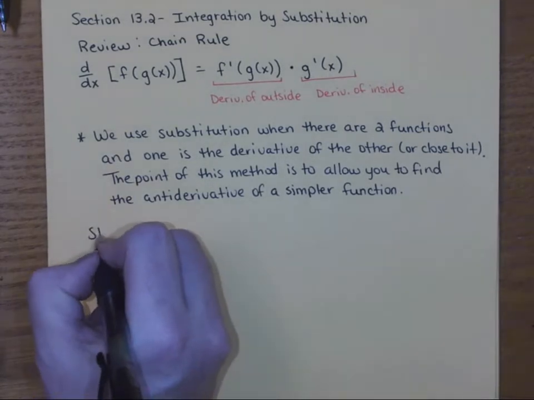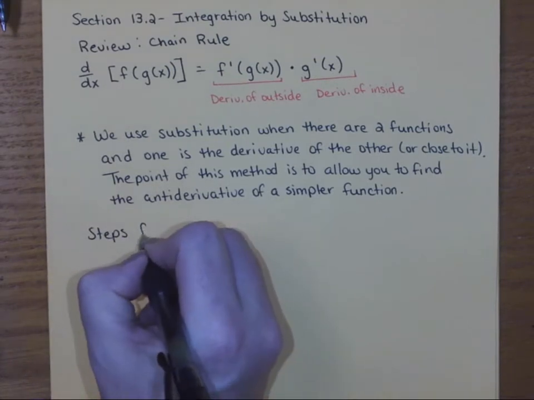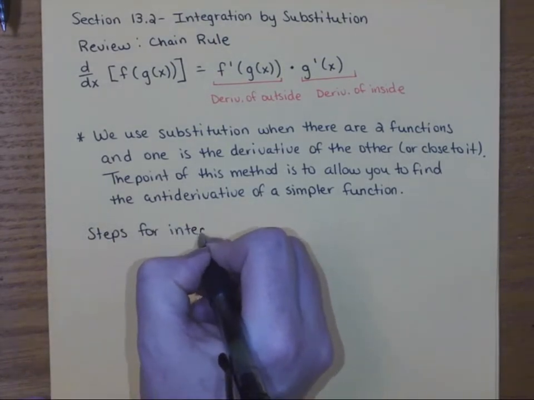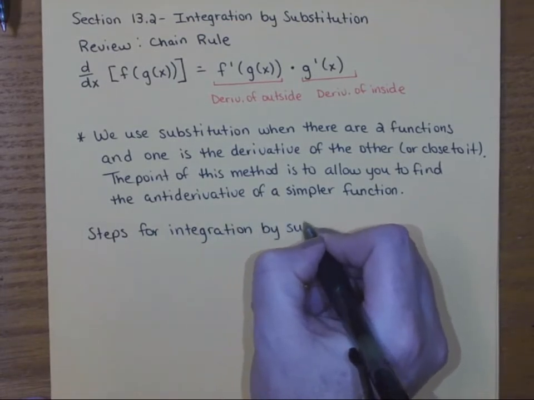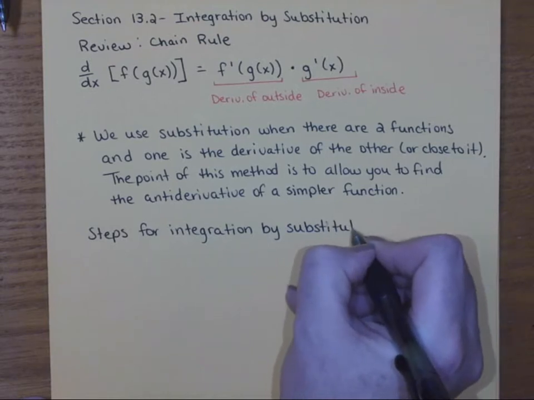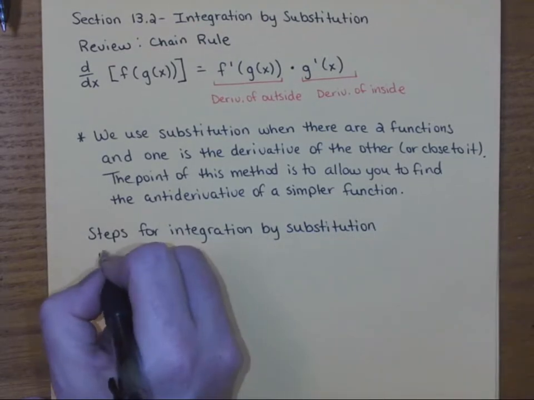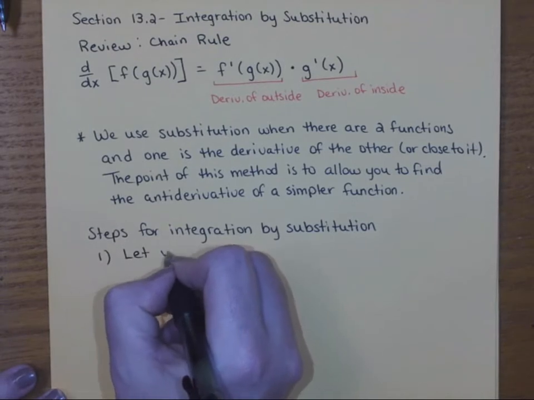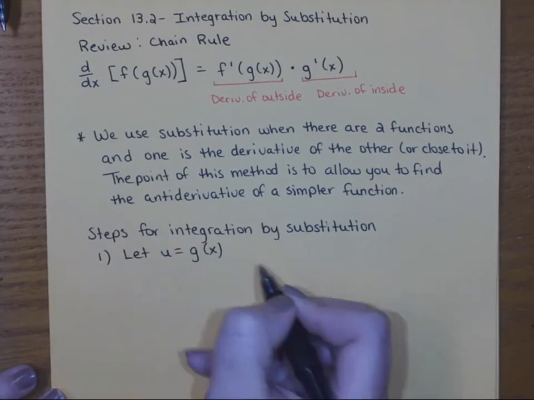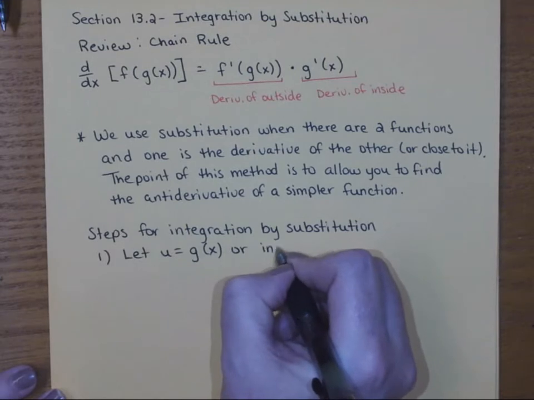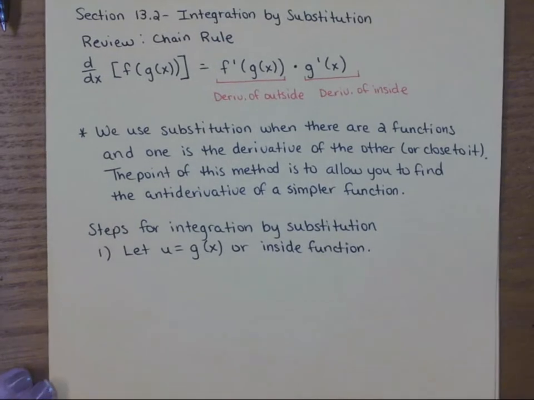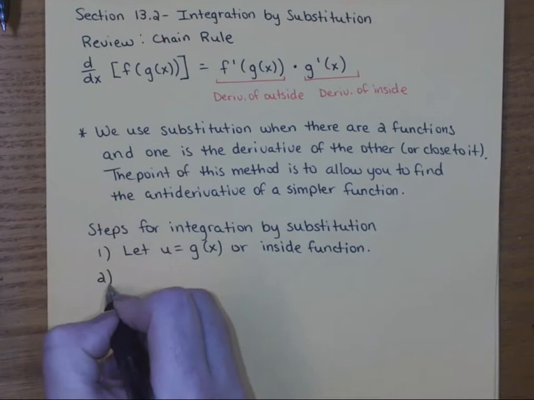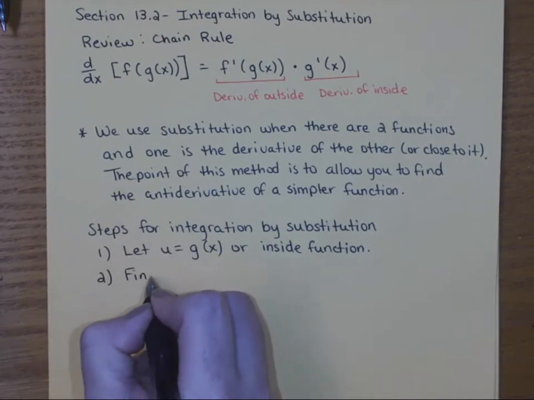All right, so before we jump into using this method, the steps for integration by substitution, and you may need to pause this video multiple times throughout this lesson just to make sure that you understand what's going on. So the first thing is you're going to let u equal g of x, or the inside function. In other words, if you can pick out the inside function, you're going to replace it with a single variable, and we're going to use what we call u. This method is also called u substitution in other textbooks.